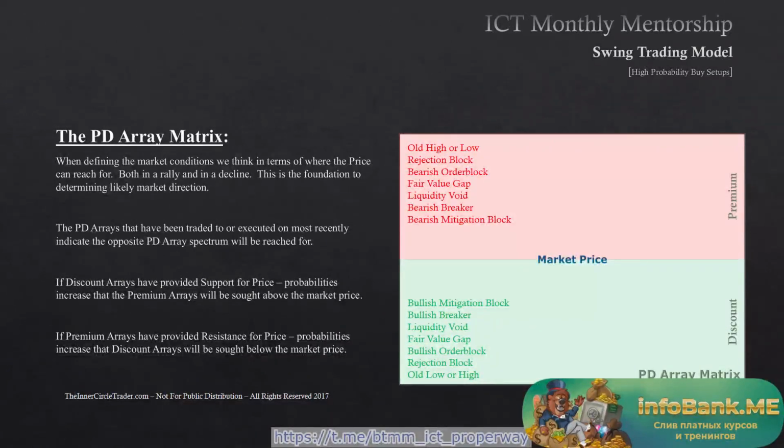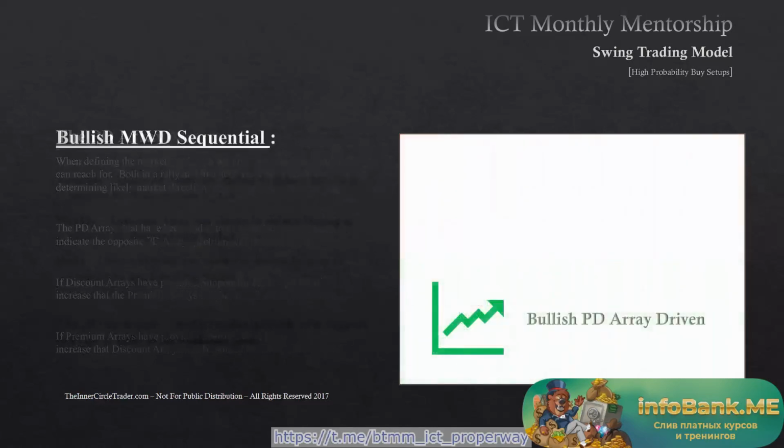As a reminder, when we're looking at price, we have to think algorithmic, and we have to refer to the PD array matrix. Without going into great detail, because it's for study purposes only, I'm including this slide because I don't know when you're going to be watching this video again. So be mindful that we're looking for these arrays in deference to the premium or discount spectrum. Bullish: monthly, weekly, daily, sequential.